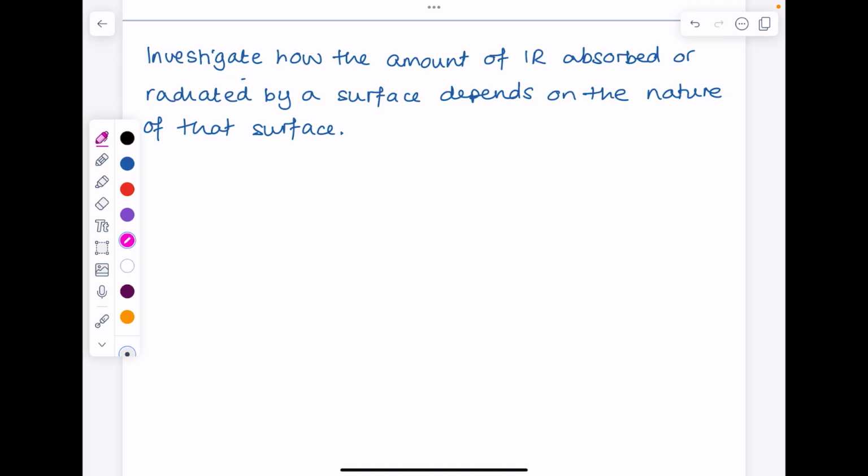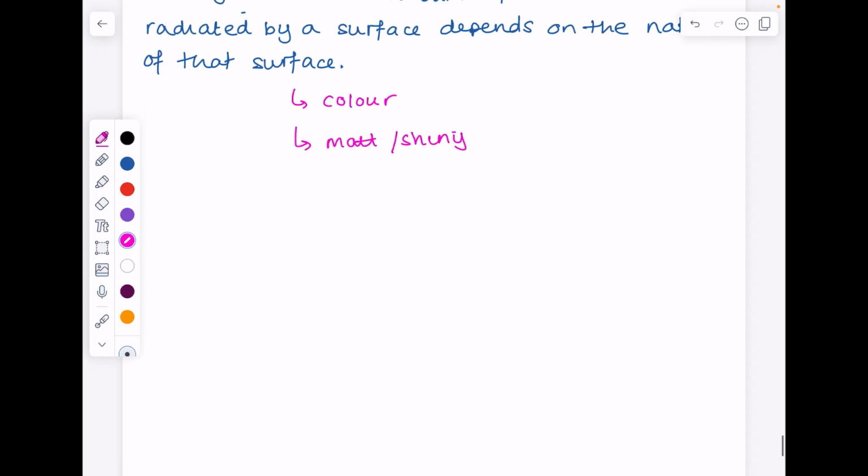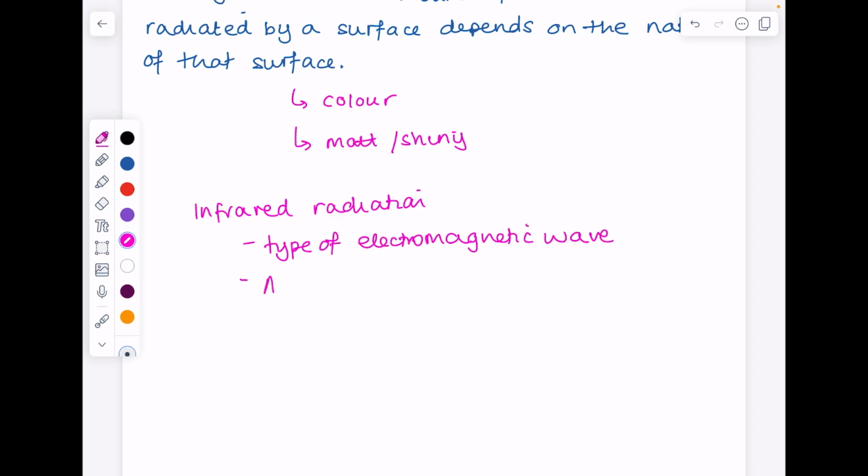This required practical is all about how we can investigate how the amount of infrared radiation absorbed or radiated by a surface depends on the nature of the surface. So we're really talking about the effect of colour and whether that surface is matte or shiny. To begin with, let's understand what we mean by infrared radiation. Remember, you've met it in the waves topic. It's a type of electromagnetic wave. Infrared radiation is both absorbed and emitted by all objects.